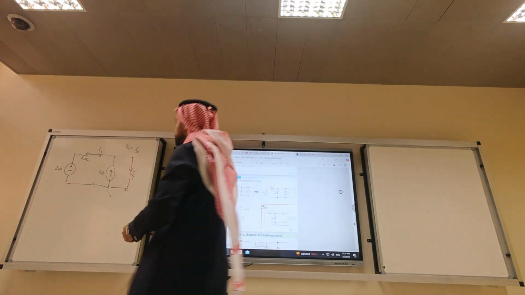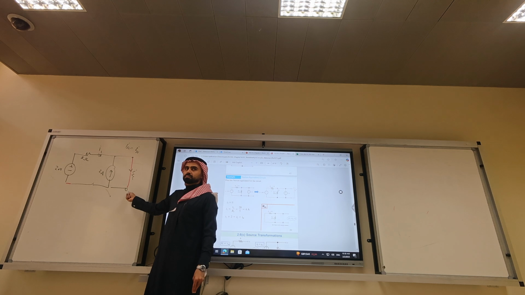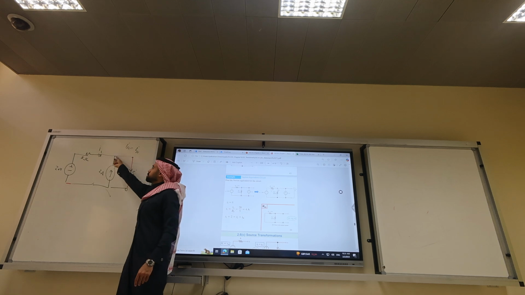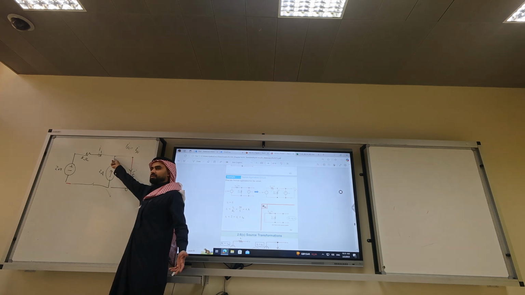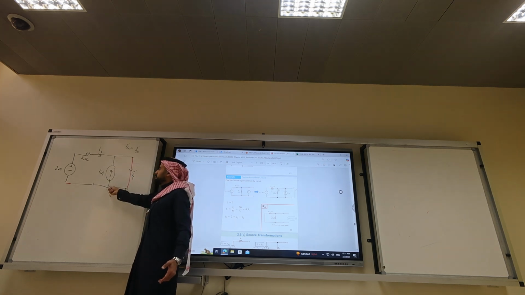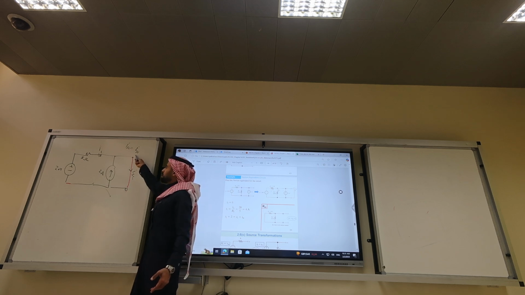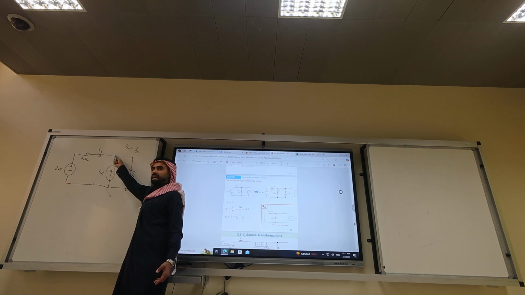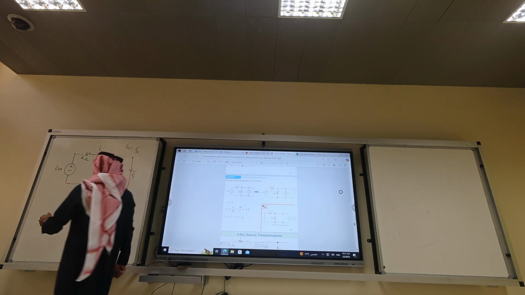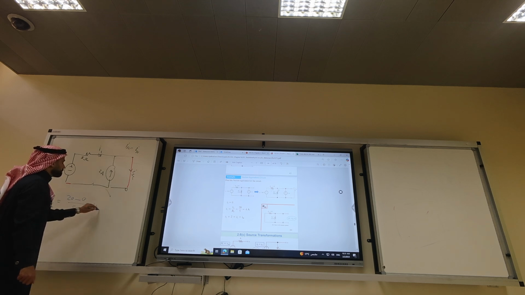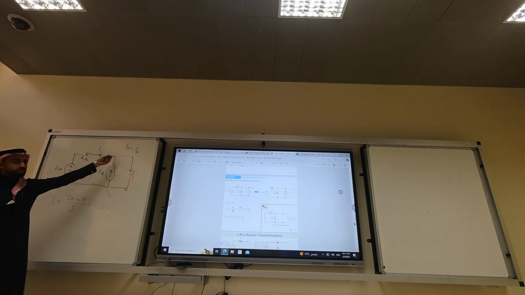Well, what is the voltage drop here? 2. What is the voltage drop here? 0. Get it? So can I use the famous formula? I1 equals 20 minus 0 over 5. 0 volts here.